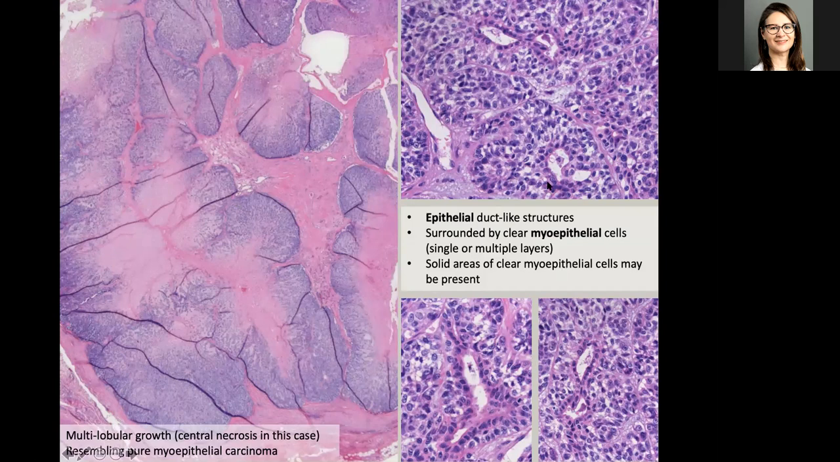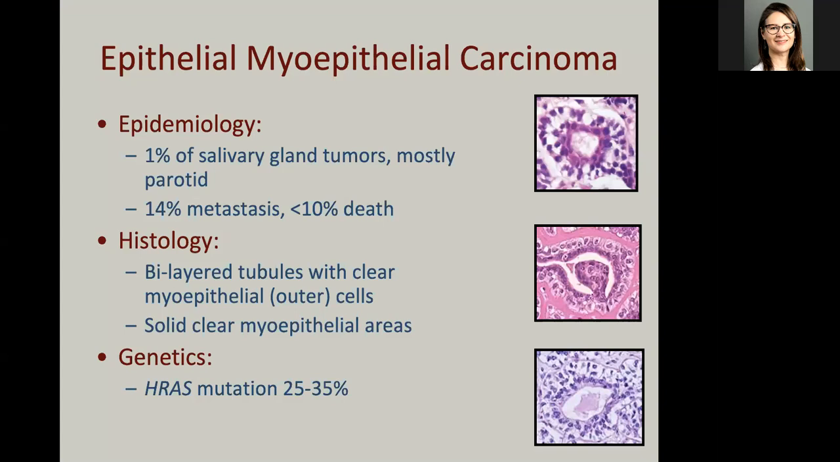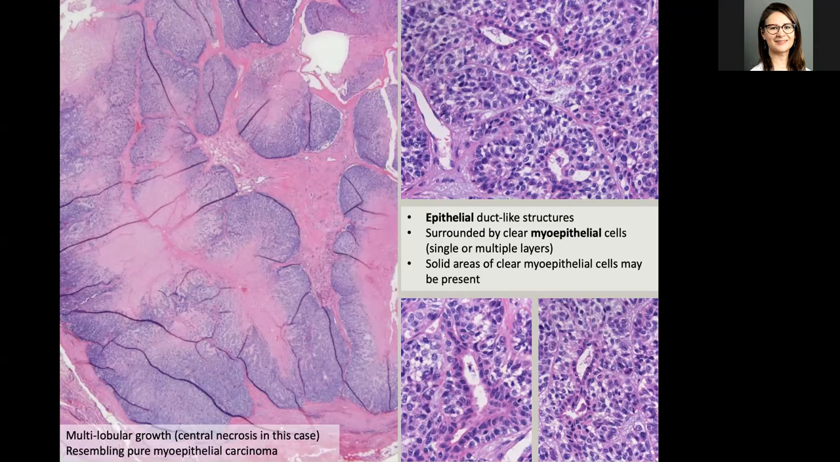However, on higher power, you will see that these sheets of myoepithelial cells with clear cytoplasm are sort of punctuated by these ducts, right? This is now epithelial myoepithelial carcinoma as opposed to just pure myoepithelial carcinoma, okay? These do have mutations in the HRAS gene, so they're, again, genetically as well as morphologically unique. These also tend to be higher grade tumors with necrosis, mitoses, etc.